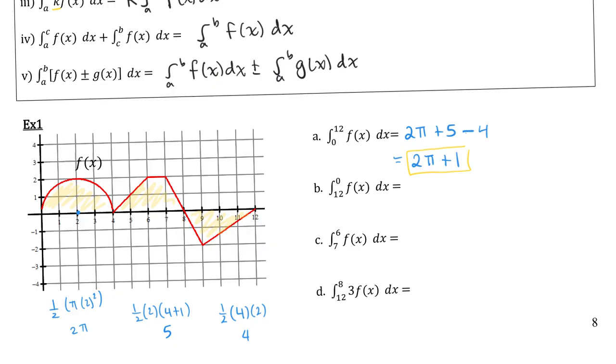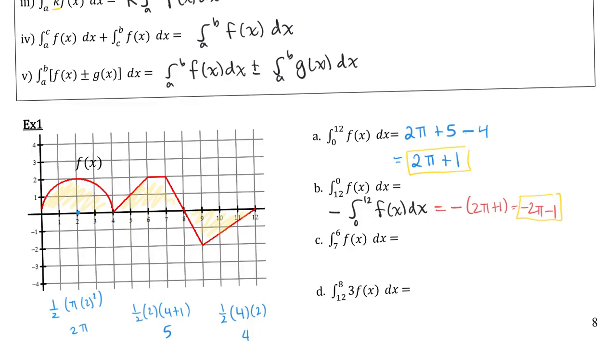Okay, now, if I want the integral from 12 to 0 of f of x dx, that's the same as doing the opposite sign of 0 to 12 f of x dx. So instead of redoing the whole thing, I'm just going to change the signs. So I know the answer from 0 to 12 is 2 pi plus 1, so this is going to be negative 2 pi plus 1, or distribute the negatives and get negative 2 pi minus 1. And you don't have to show the work for it. You can just write negative 2 pi minus 1 because you're going backwards, you're changing the signs.